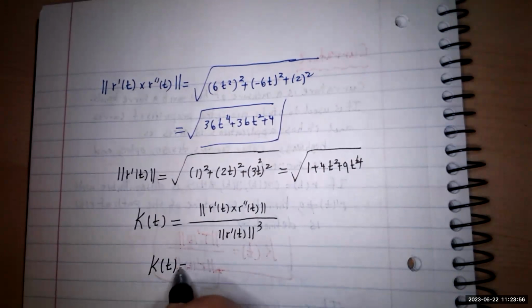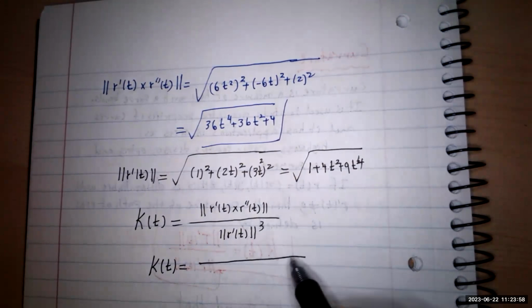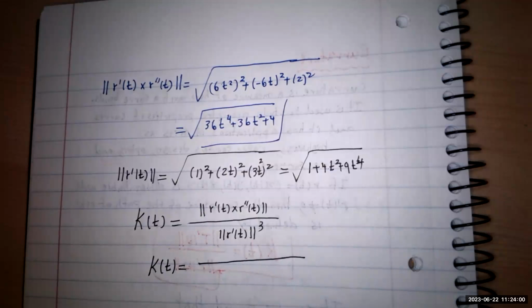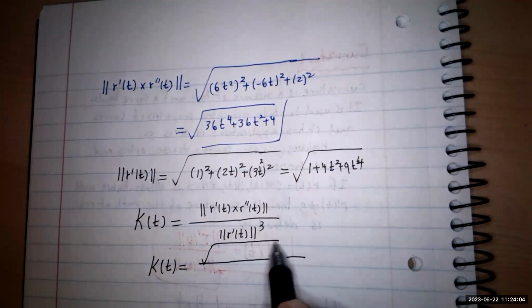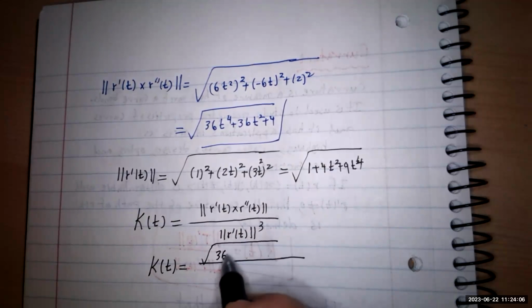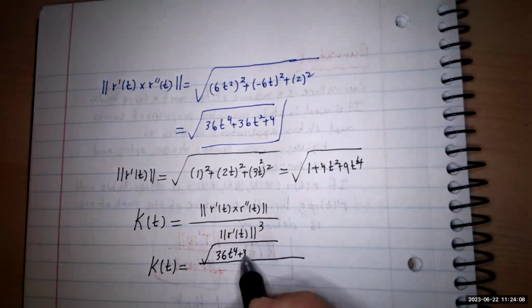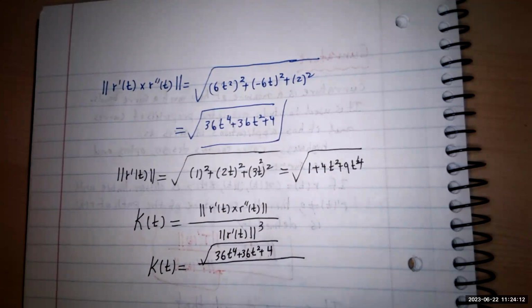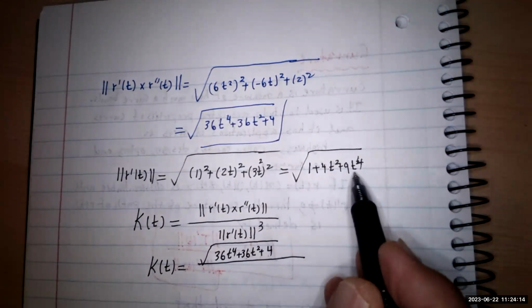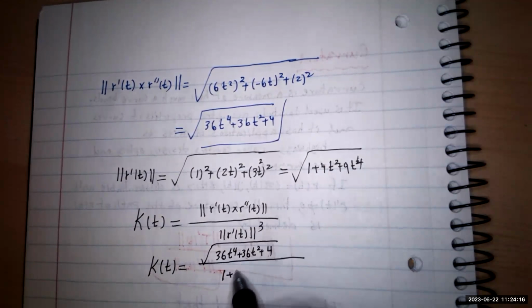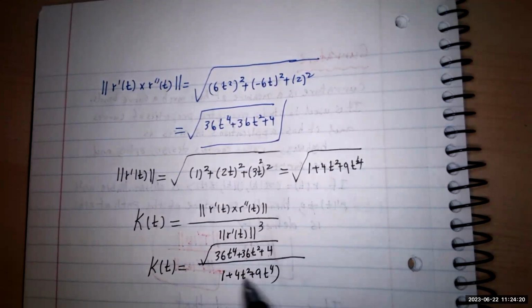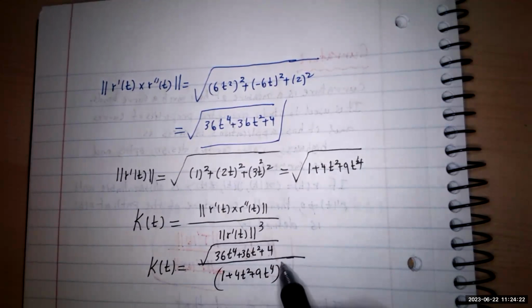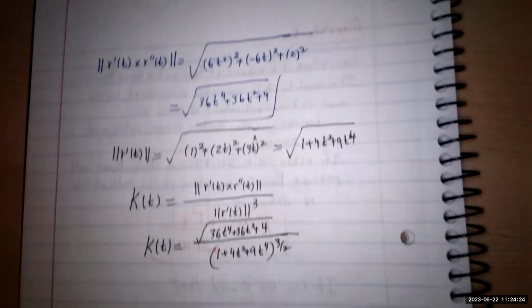The curvature is going to be, the top one is the one that you have, okay? It's 36t to the 4, plus 36t squared plus 4. And the bottom one, we write this as 1 plus 4t squared plus 9t to the 4th, everything to the 3 half. You can't do much about it really.